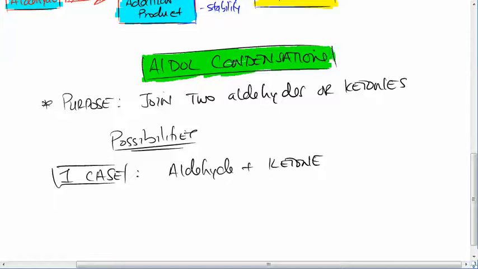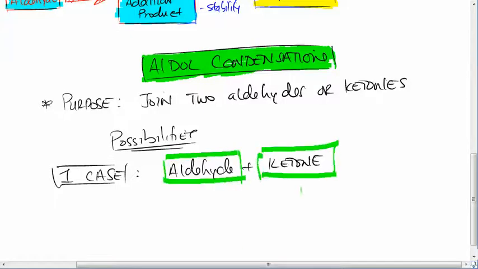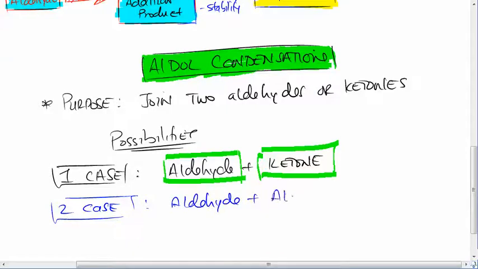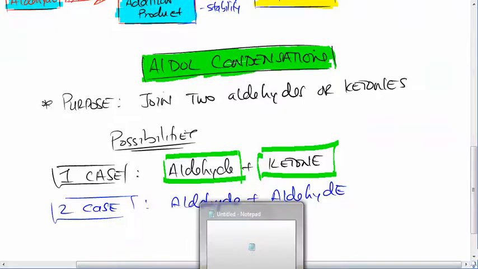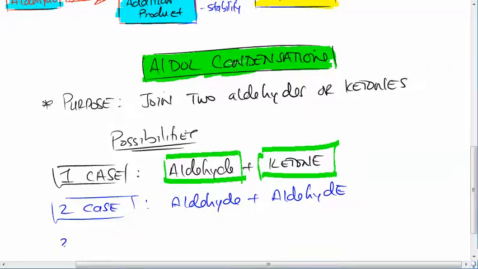We're looking at just two molecules, not three, just two. So the first possibility is that we have one aldehyde joining to a ketone. The second case is that we can have an aldehyde trying to join up with an aldehyde. What do you think the third case would be? Ketone and a ketone. That's right.